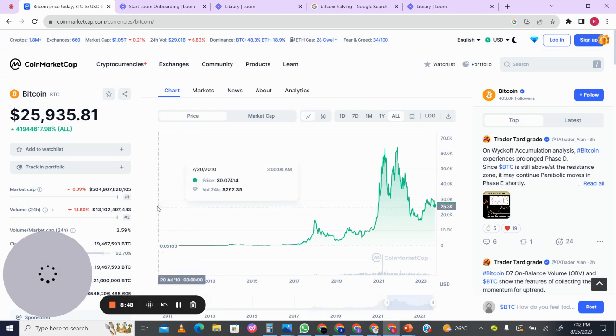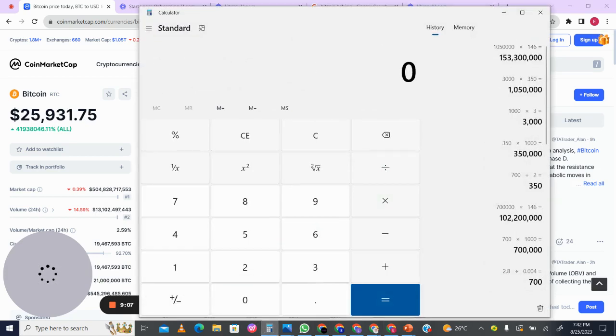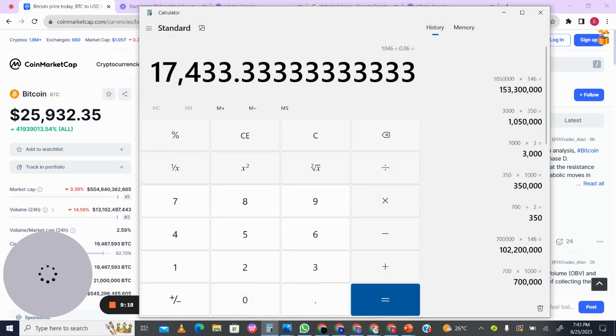The first Bitcoin season was between 2010 and 2013, a period of 3 years. And Bitcoin grew as high as $1,046 all the way from $0.06. How many times did it grow? $1,046 divided by $0.06. It grew around 17,000 times.